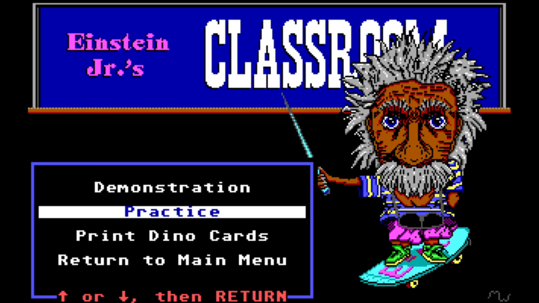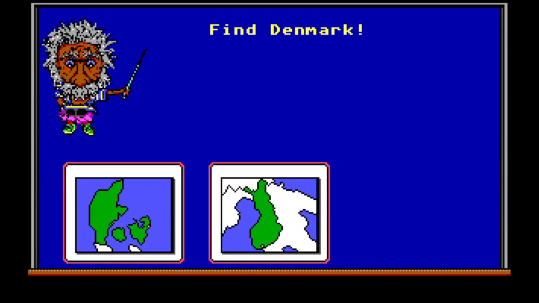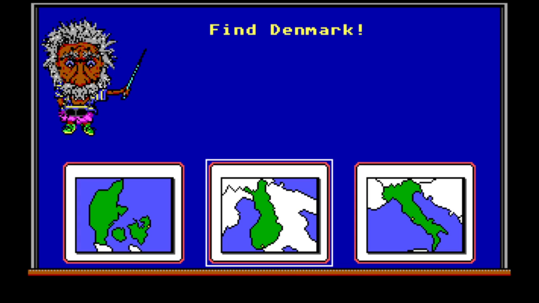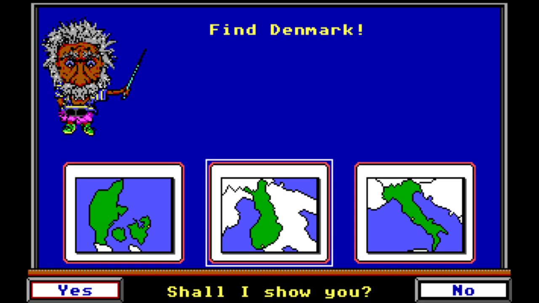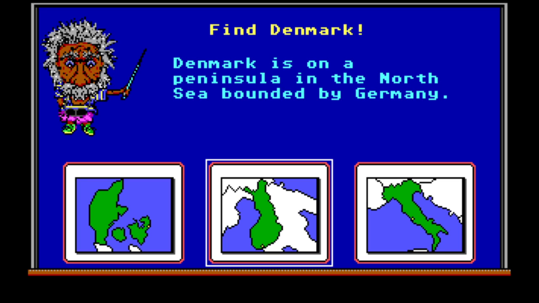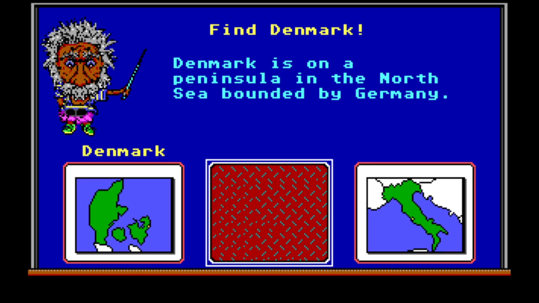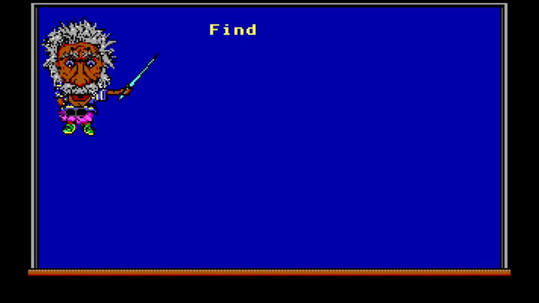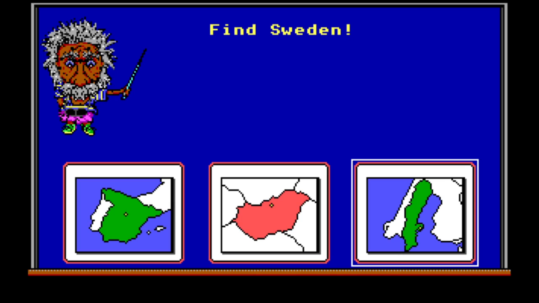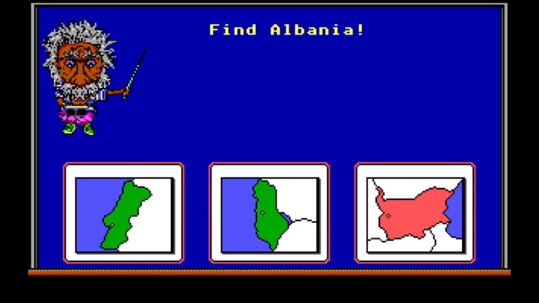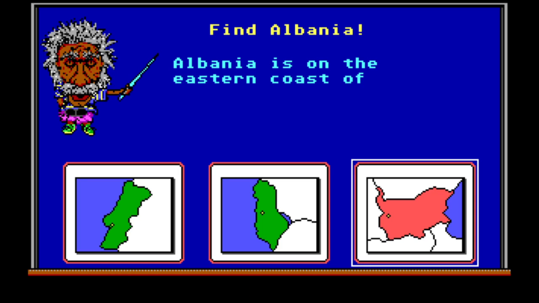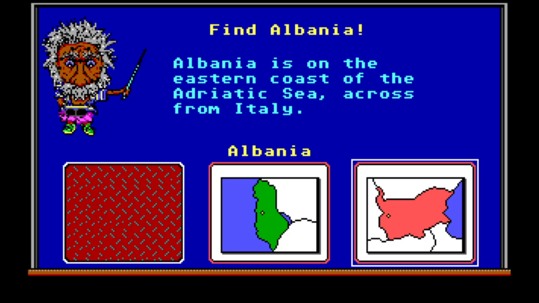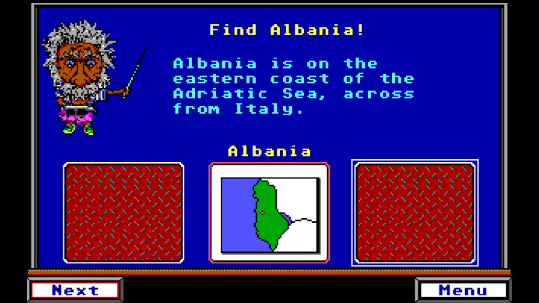European countries. Denmark is Scandinavian. Wait, no it isn't. Is it? Finland, Norway, Sweden. I'm a fucking idiot. Sweden is Scandinavian. Albania. Probably in the middle, right? Yeah. God damn it.